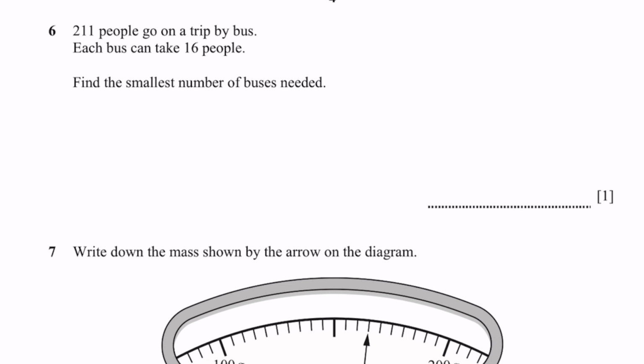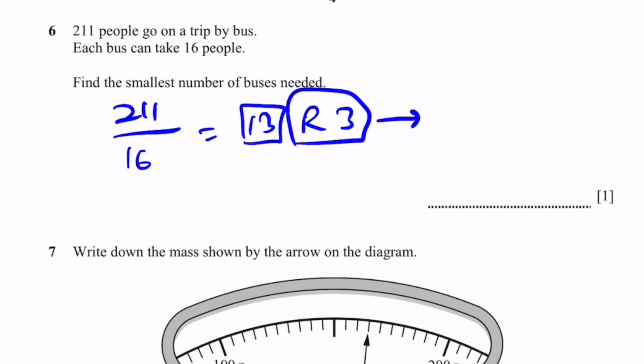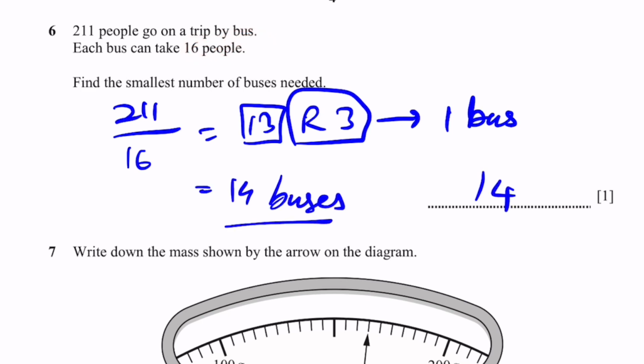Question 6. 211 people go on a trip by bus. Each one can take 16 people. Find the smallest number of buses needed. So that'll simply be 211 by 16. And if we do that correctly, it is 13 with remainder 3. So there's 13 buses plus this remainder 3, which will need 1 bus for themselves, because we cannot make a bus in half, right? So that's just 14 buses. That's the answer.